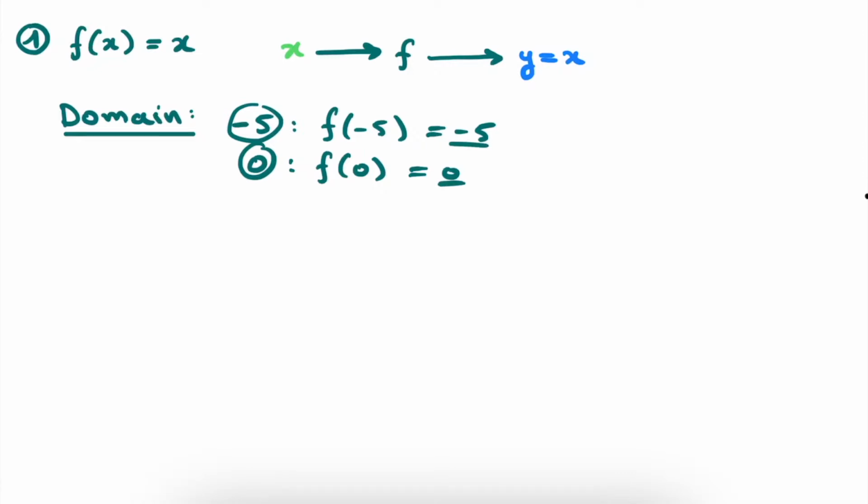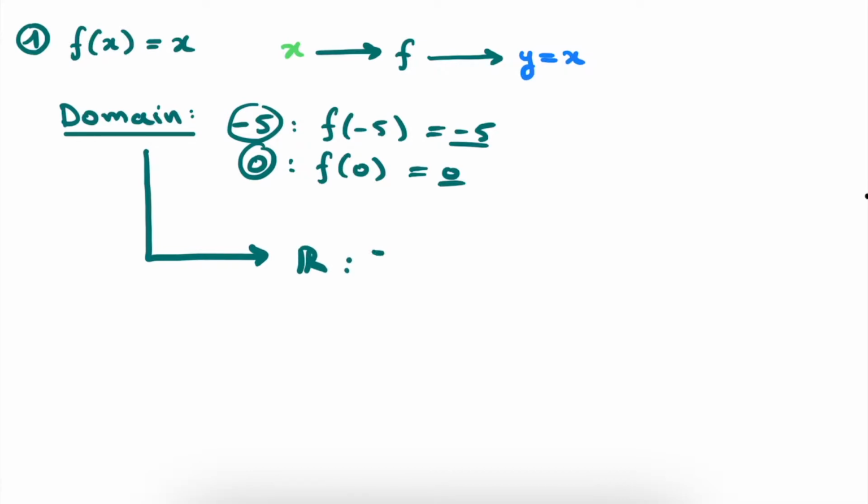Therefore, we can conclude that there will not be any real number x for which this function cannot return a valid value, because the function will simply return x itself. So if x is a valid number, then the output will also be a valid number. This means that the domain will simply be the entire set of real numbers, R.